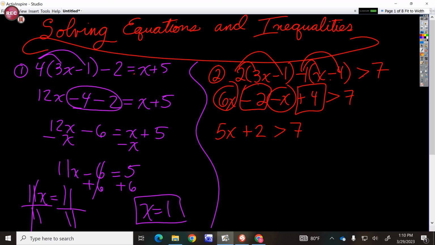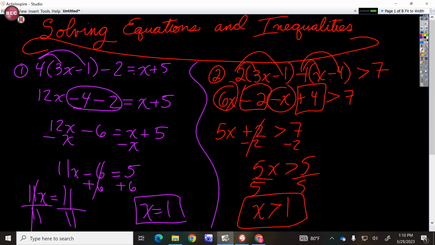Now we're at a two-step equation or inequality at the end. What are the 2 steps here? Minus 2 and divide by 5. Is it going to be dividing by a negative on both sides? So you just solve it, don't flip it. So here, minus 2 gives you 5x is greater than 5. Divide both sides by 5. X is greater than 1. That would be letter D.